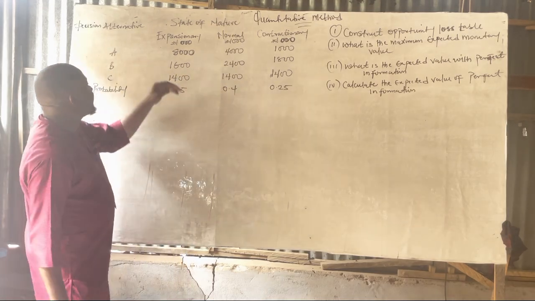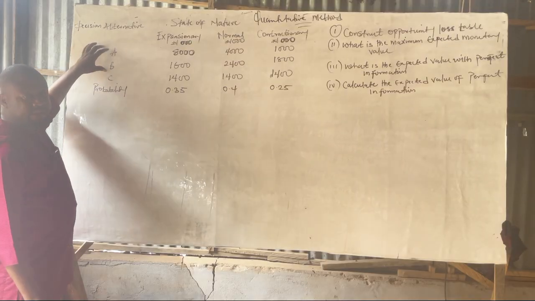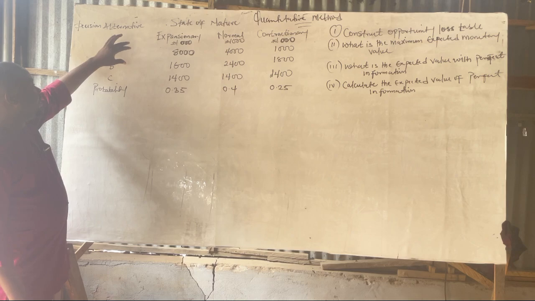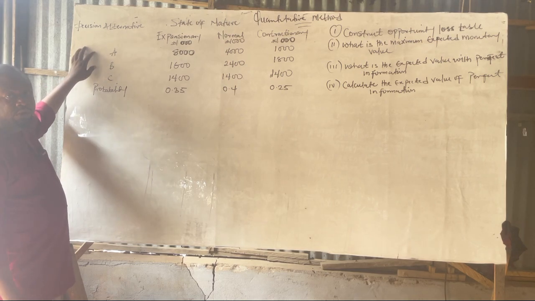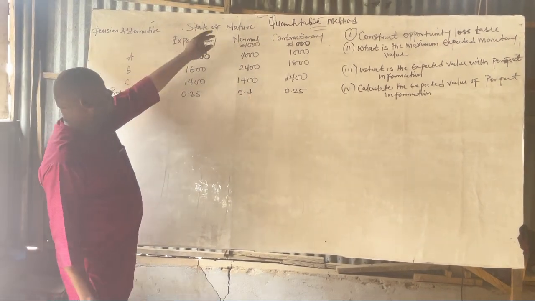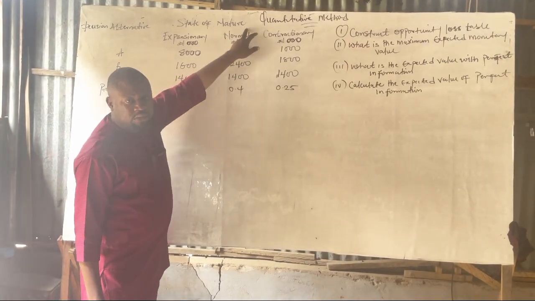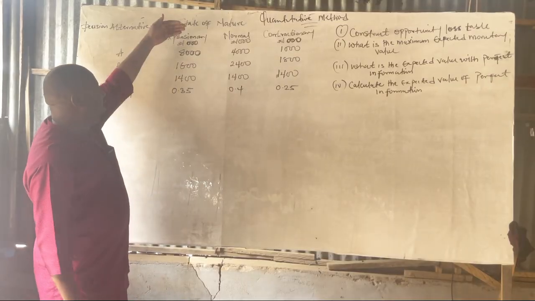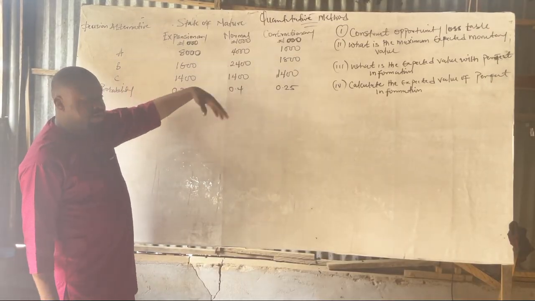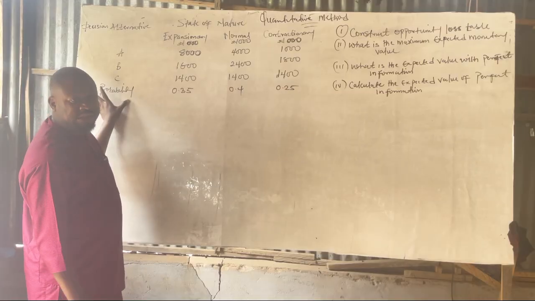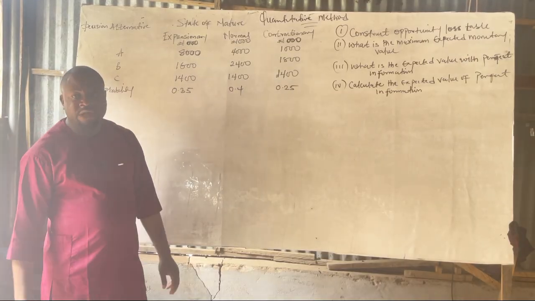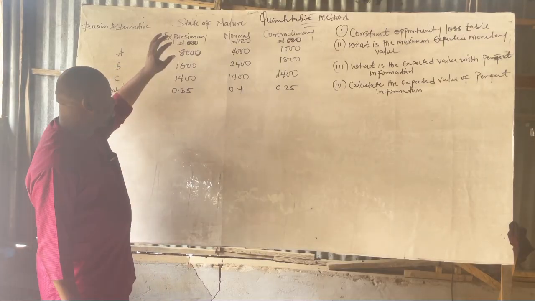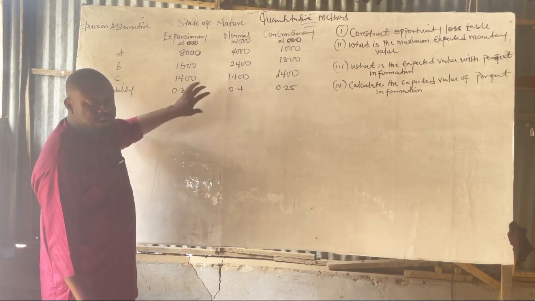Now we are given three alternatives here. These are the three alternatives this particular businessman wants to embark on: alternative A, B, and C, which are the securities. Now we have the states of nature: expansionary, normal, and contractionary, and look at the expected payoff, the payoff for each of them. Now we are given the probability for each of the states of nature: 0.35, 0.4, 0.25. The addition of these probabilities should be equal to 1.